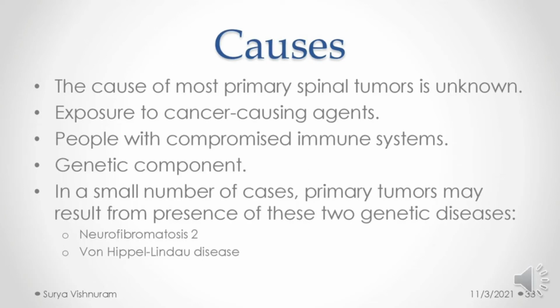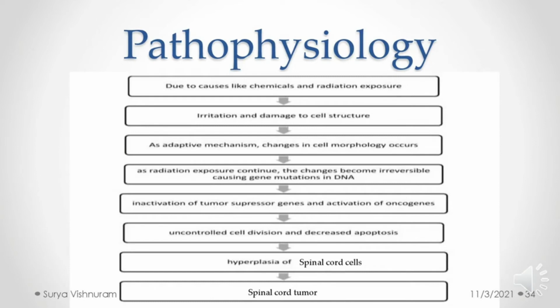Causes. The cause of most primary spinal cord tumors is unknown. However, exposure to cancer-causing agents, people with compromised immune systems, and people with a familial history or genetic component are considered to be causes of spinal cord tumors. In a small number of cases, primary tumors may result from two genetic diseases called neurofibromatosis 2 and von Hippel-Lindau disease. The pathophysiology of spinal cord tumor follows a similar pathway to what we saw in brain tumors.